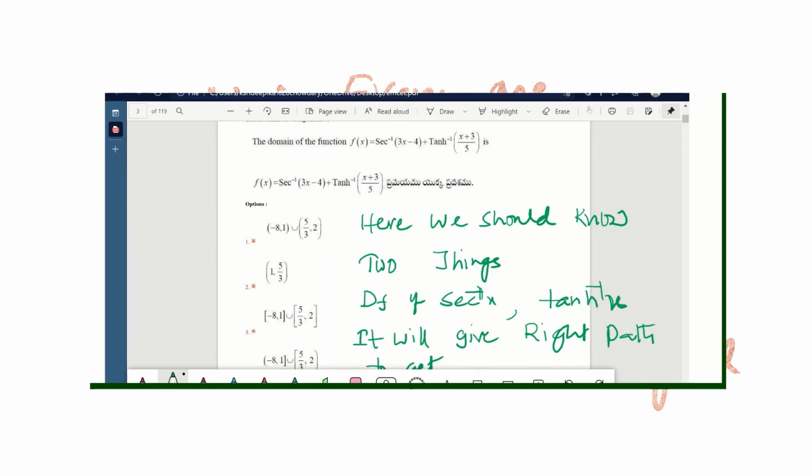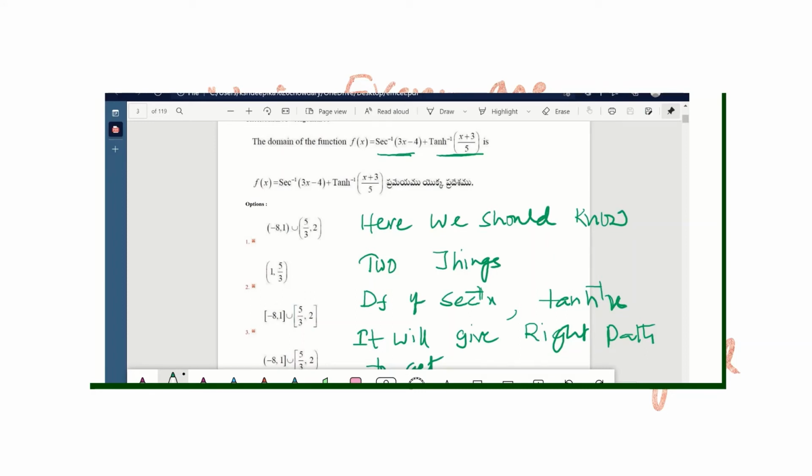That means you have to concentrate on fundamental concepts, that means domains of some standard functions. This is the question which is a combination of inverse trigonometric and inverse hyperbolic functions. Both are typical. That's why they're giving fundamentals only, because there are so many mismanipulations in inverse as well as in hyperbolic functions. That's why they are touching the basics only.